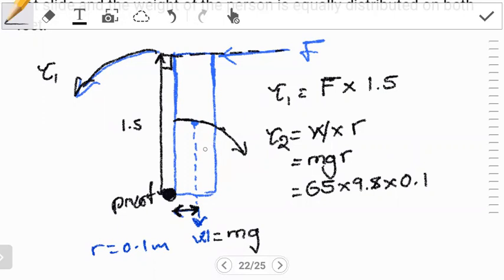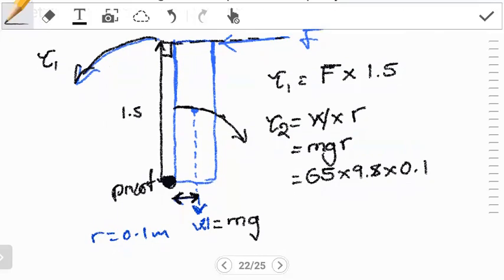So as soon as they become equal, as in the anti-clockwise and the clockwise, once they become equal, then we're saying we've reached equilibrium. But then for it to topple over, T1, the torque one, the anti-clockwise one, has to just surpass the clockwise one. So the critical thing is to find a situation in which they are equal.